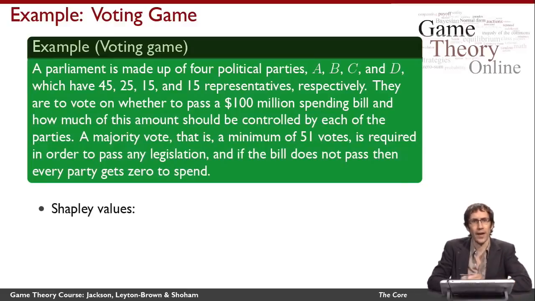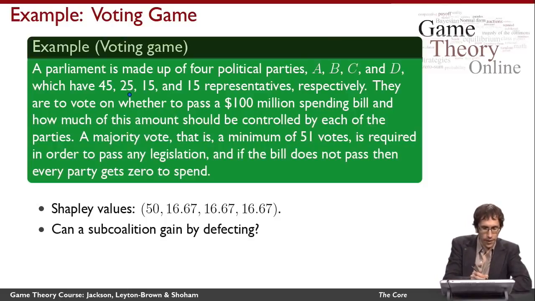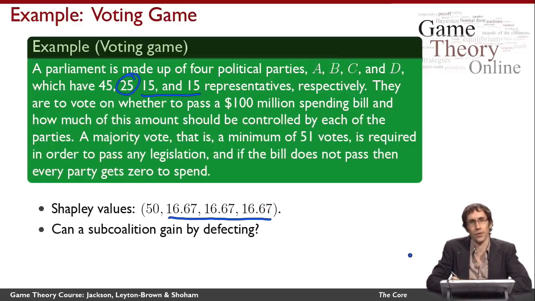Let's begin by thinking about the Shapley values in this case. I'll tell you what the answer is in a second, but you may want to pause the video here and work out for yourself what the Shapley values are in this situation. So these are the Shapley values here. I won't show you how we did the calculation. Notice in particular that even though B and C and D have different numbers of votes, they end up getting the same value in the Shapley value.